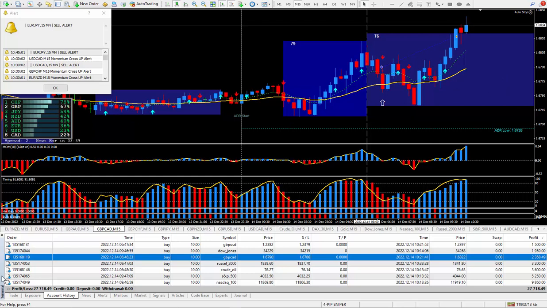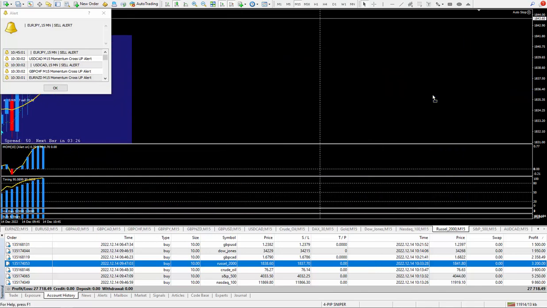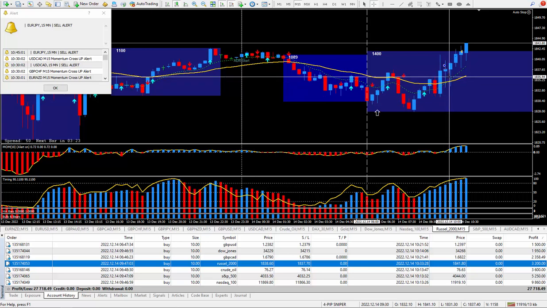$2,358. Moving on to the next trade, the Russell. Now on the Russell, this pays $10 for each tick. Looking at the money, it should be 32. So let's see where I got in at. Waited for the opening bell, which is right here. Then I got in.